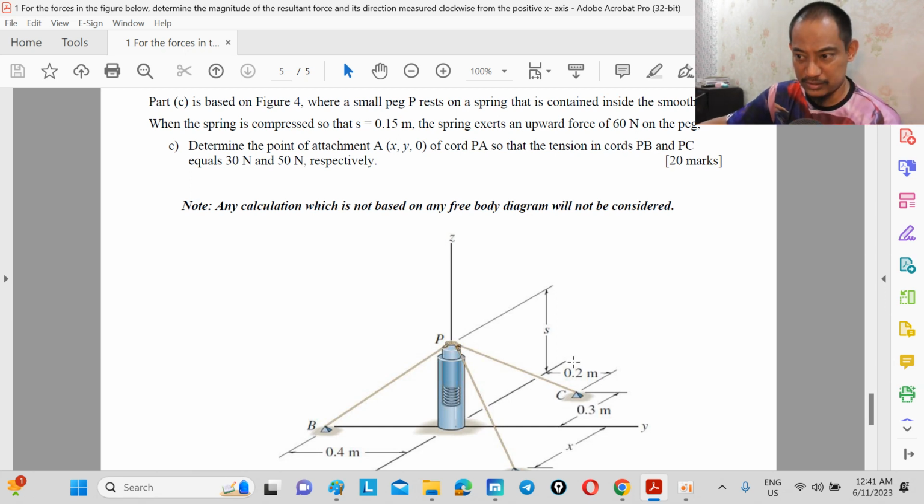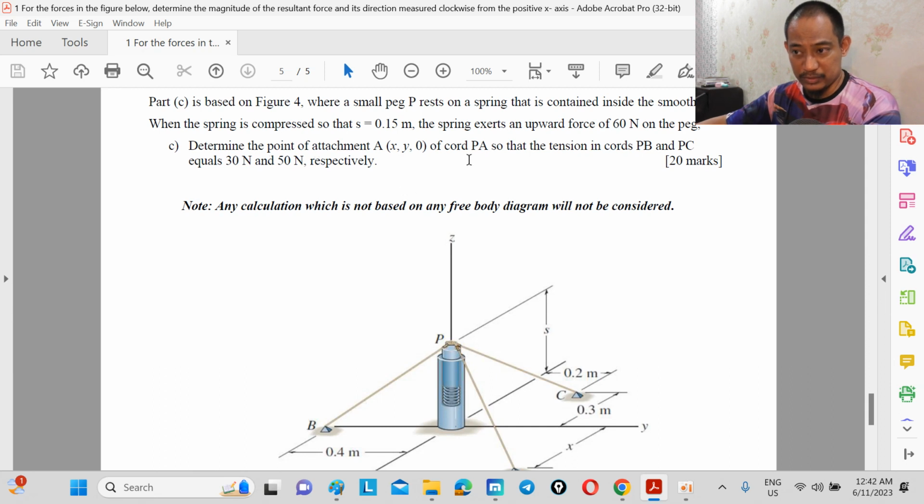So this S is actually this one, not the F equal to KS. So S is 0.15. The spring exerts upward 60 Newton. So the Newton is already given. So this 0.5 is for the coordinate, basically, right? So the force upwards is already given. So you do not need to find F equal to KS anyway.